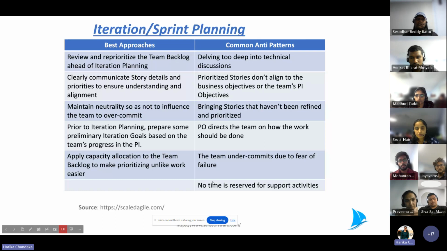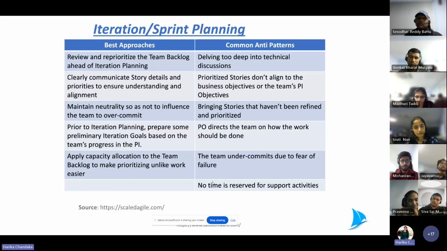Apply capacity allocation to the team backlog to make prioritizing unplanned work easier. It's always advisable to have 2 sprints planned instead of one sprint. There will be a lot of dependencies, right? It will not be done in a single sprint, and there might be some continuation tasks. So always ensure to have a minimum of 2 sprints' backlogs filled in for a sprint board.